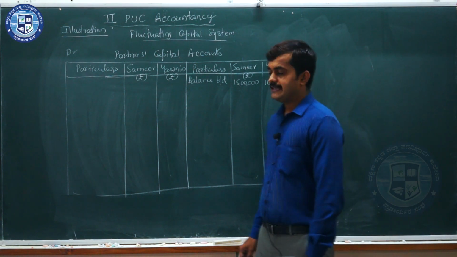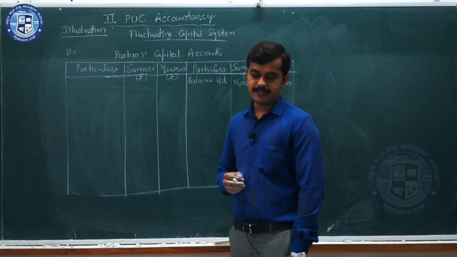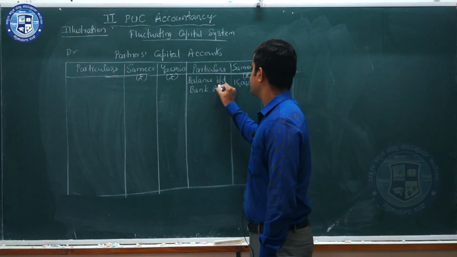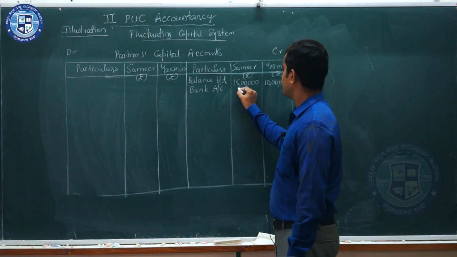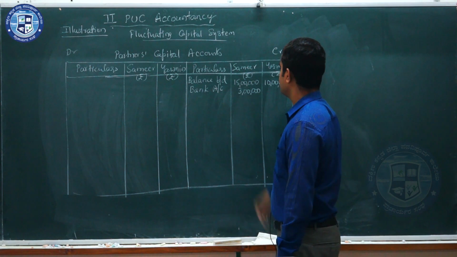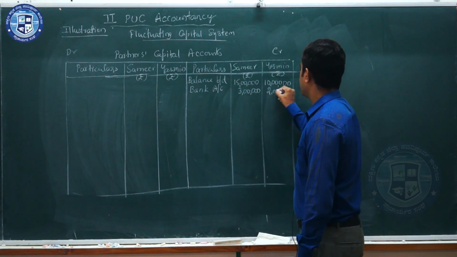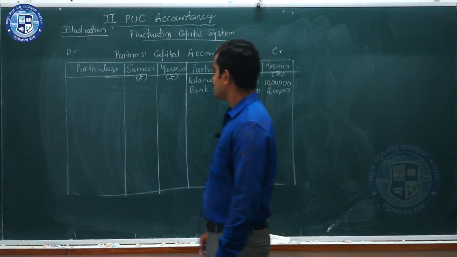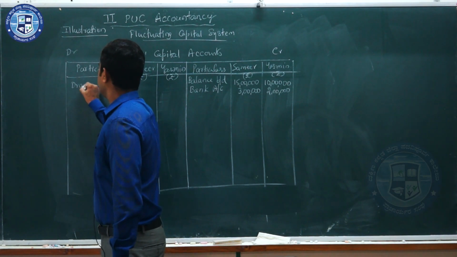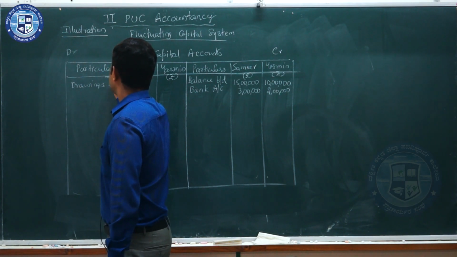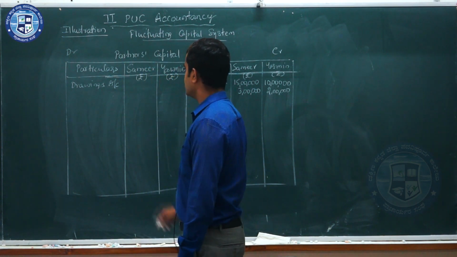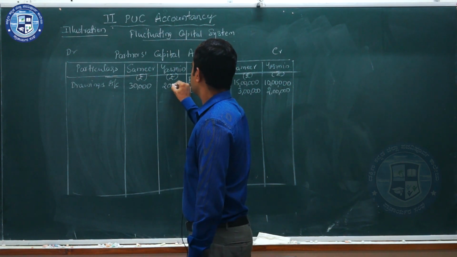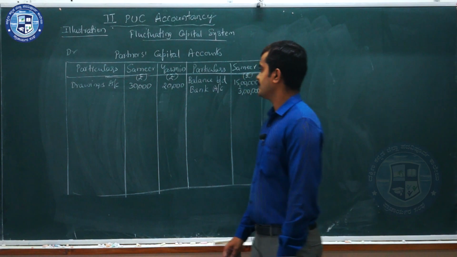Next, additional capital contributed by Yasmin and Samir. So as bank on the credit side, Samir has contributed 3 lakh additional capital. Yasmin has contributed 2 lakh additional capital on 1st July 2014. Next, on the debit side, we will write drawings made by partners as drawings account. Samir 30,000, Yasmin 20,000.